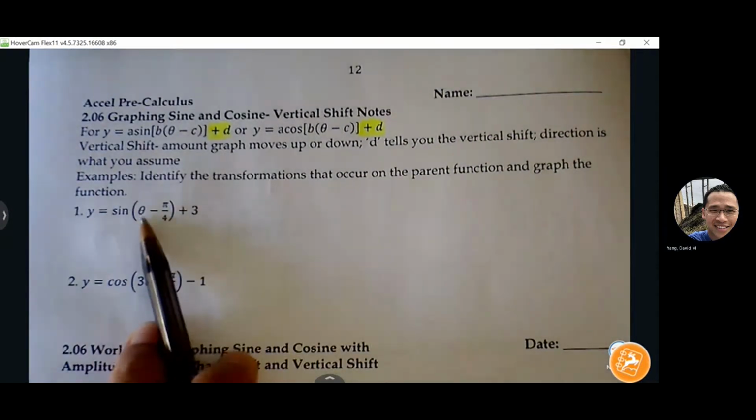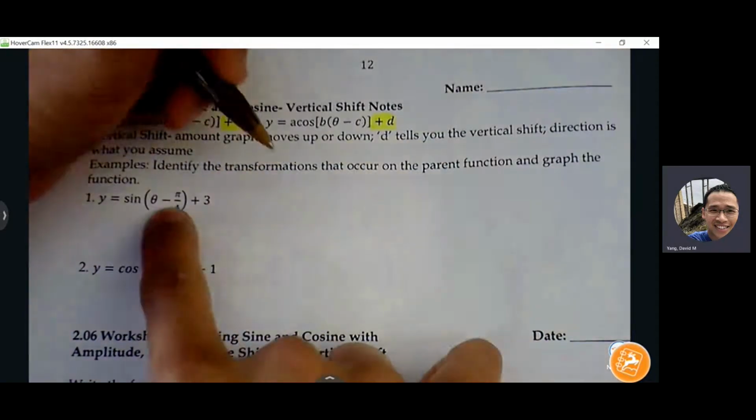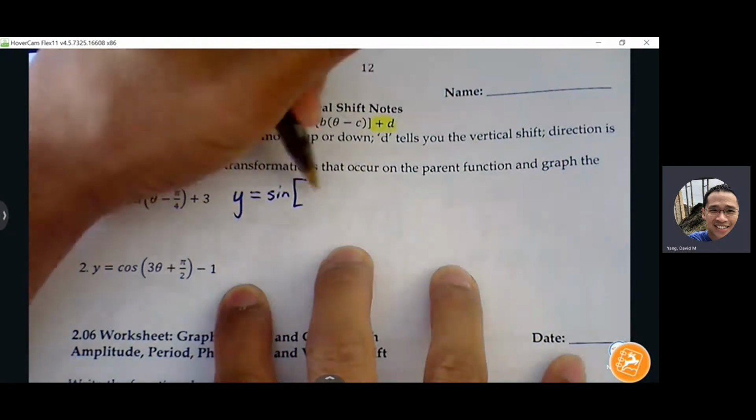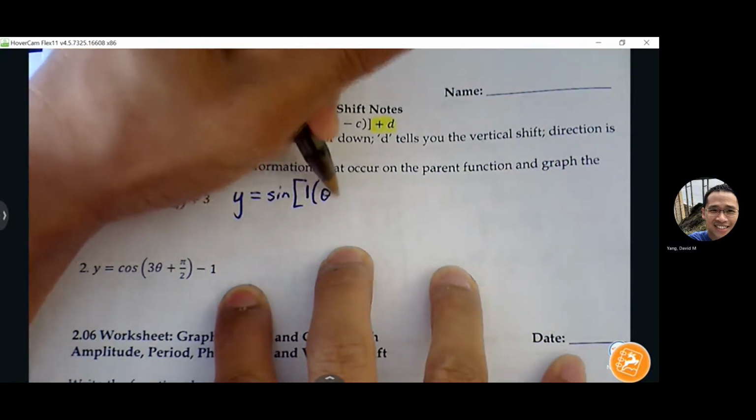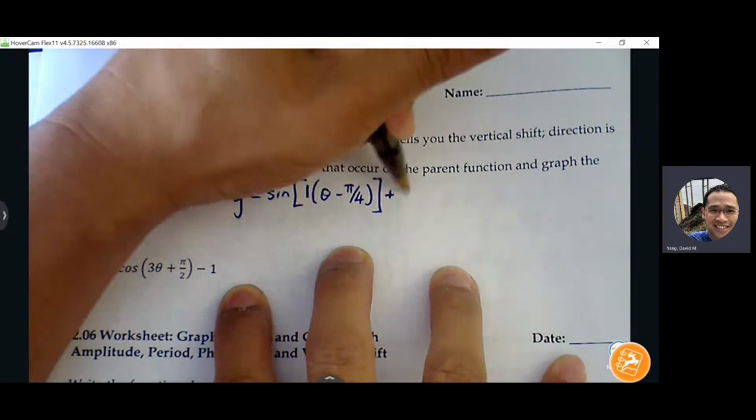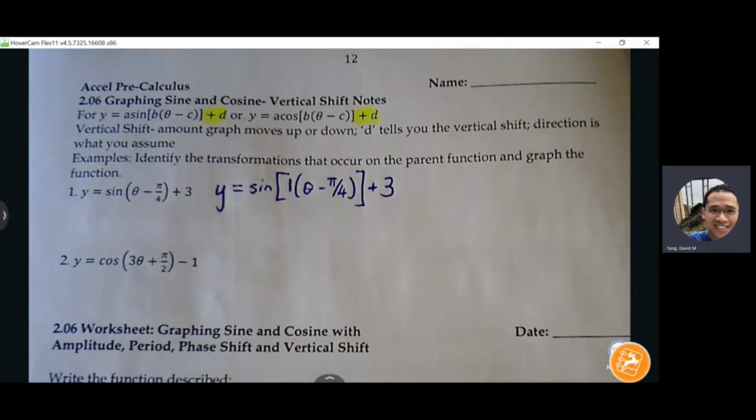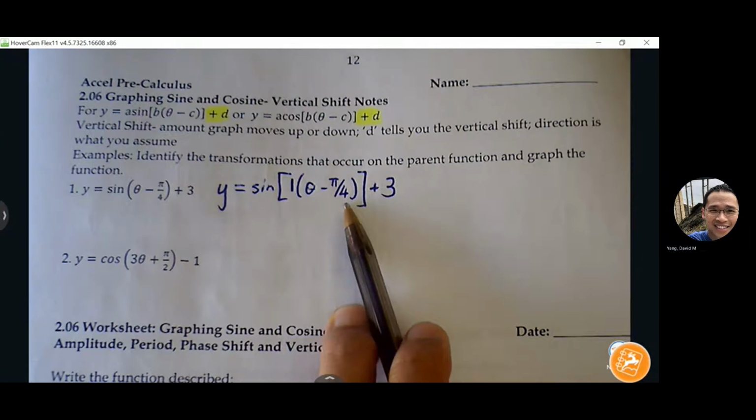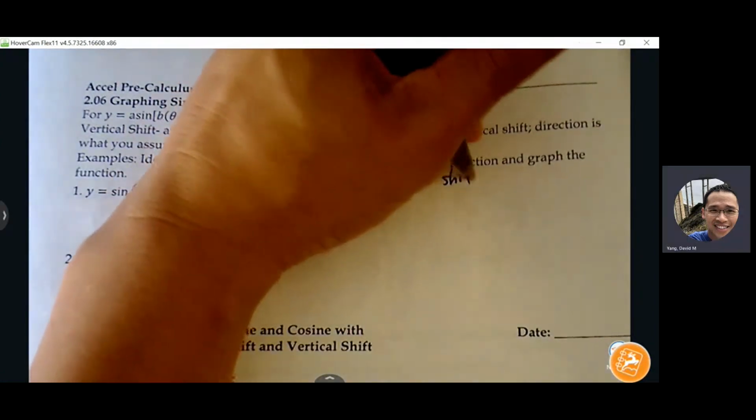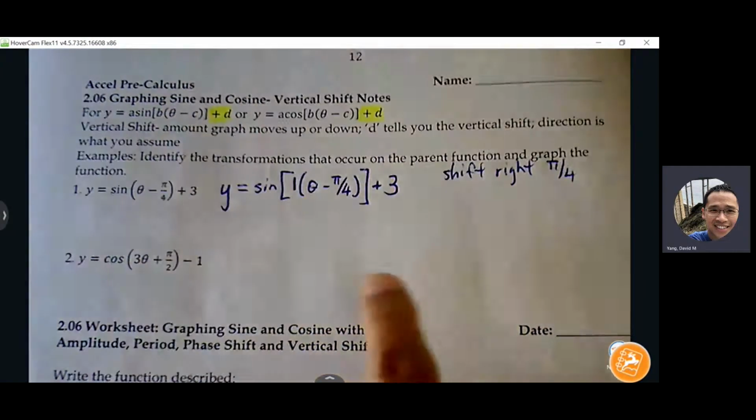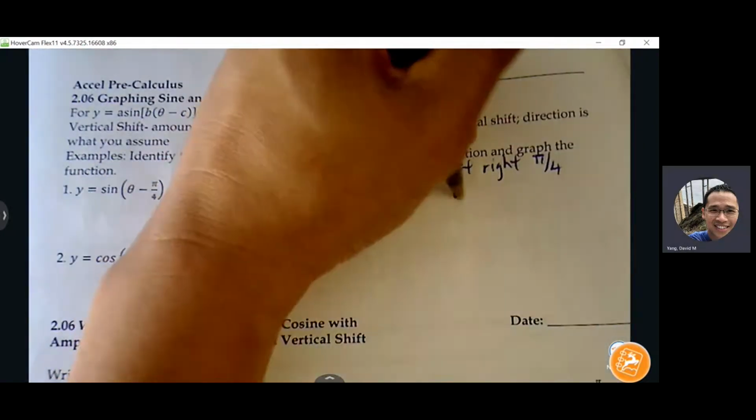Looking at number 1 here, I see a phase shift. I'm going to rewrite it with a 1, and I know that if I have a 1 outside, I don't have to make any adjustments with that value. So let's talk about what transformations are occurring. What is that power of 4 going to do to the sine graph? Shift right pi over 4. And what is that plus 3 going to do? Up, yep, up 3 units.